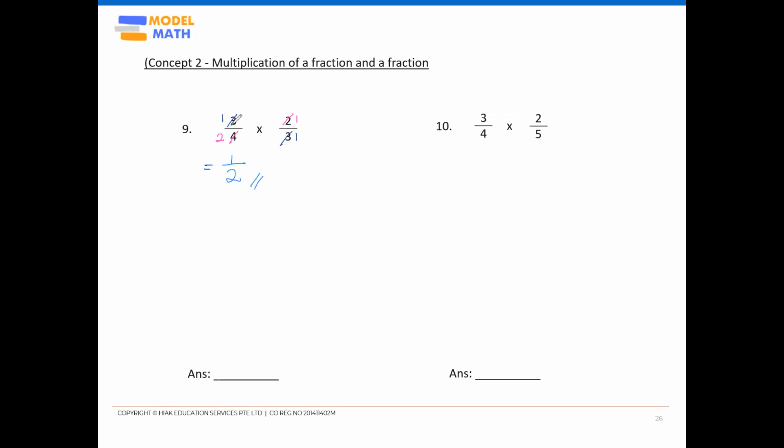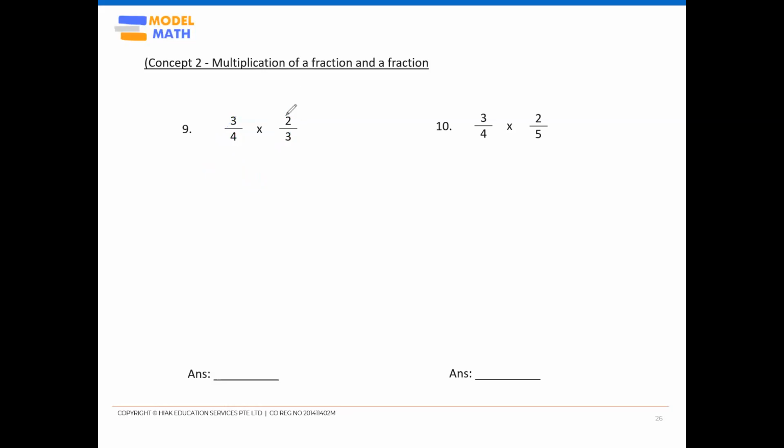So for the cancellation method, the good thing is that the answer that you get straight away will likely be the simplest form. Then you don't have to worry about saying, okay, I need to further simplify. So this usually helps you get the answer pretty quickly without having to simplify. Okay. Now, the other method that I promised to show you would be not the cancellation method. So I'll just erase whatever I've written down.